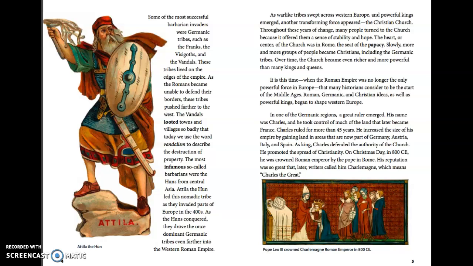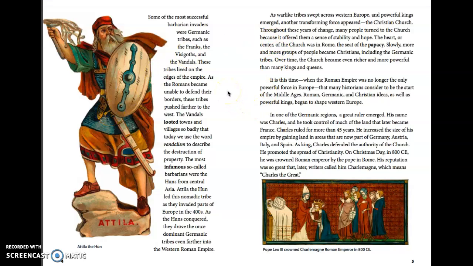The most infamous so-called barbarians were the Huns from Central Asia. Attila the Hun led this nomadic tribe as they invaded parts of Europe in the 400s. As the Huns conquered, they drove the once dominant Germanic tribes even farther into the Western Roman Empire. Here's an illustration of Attila the Hun.